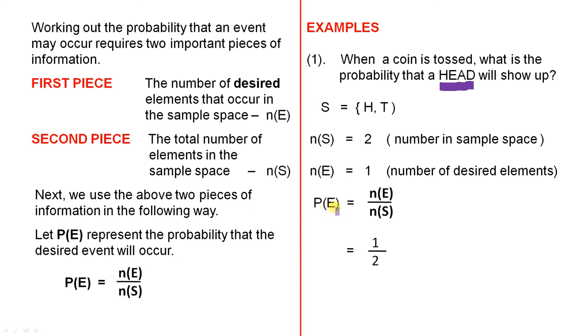So the probability of the head occurring, that is the probability of the desired event happening, is NE over NS, which is 1 over 2, and that's a half. So when we toss a coin, the probability that a head will show up is a half.